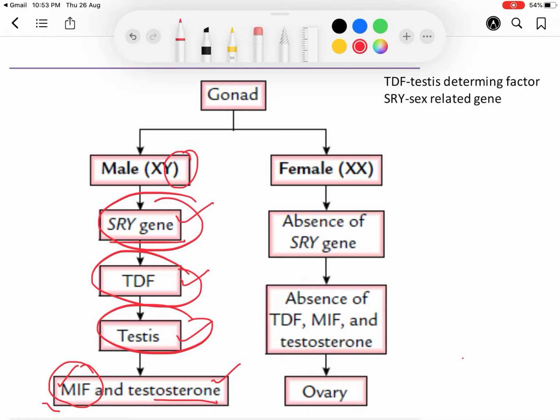So these factors are absent in case of female. No SRY gene, no TDF, no MIF, no testosterone, and that will lead to formation of ovary.